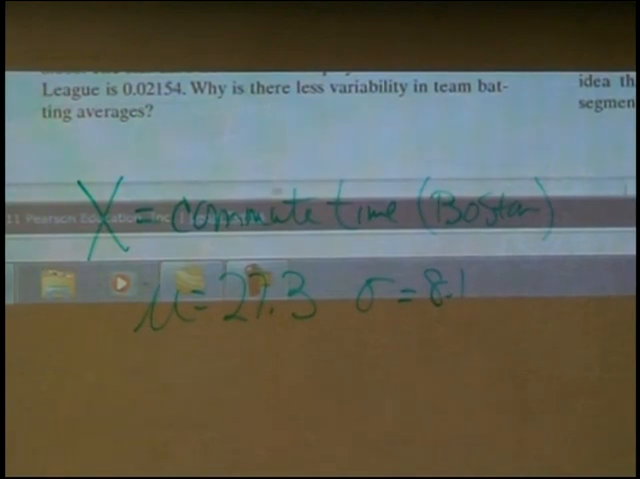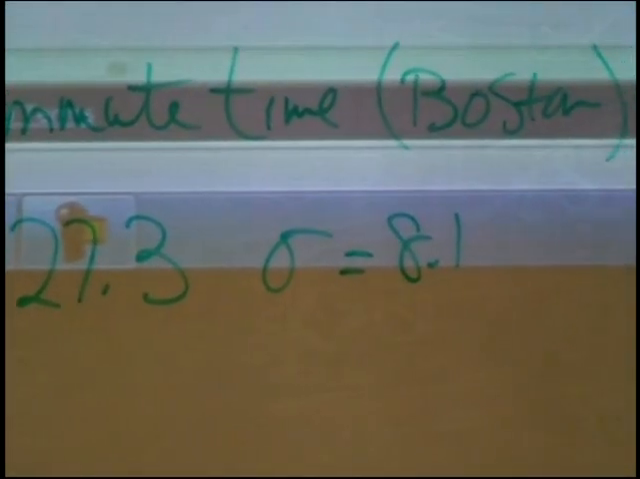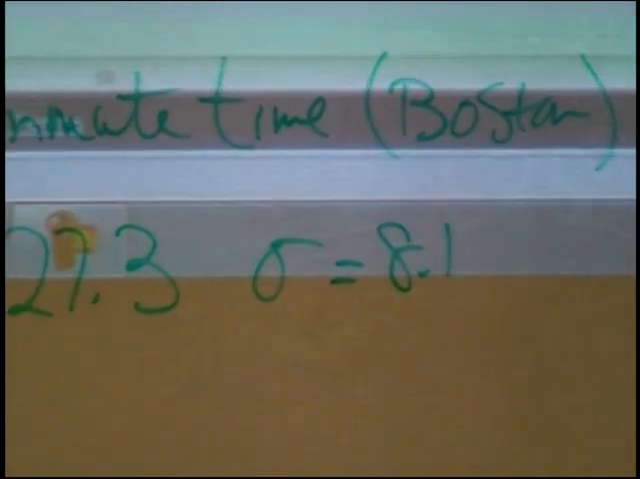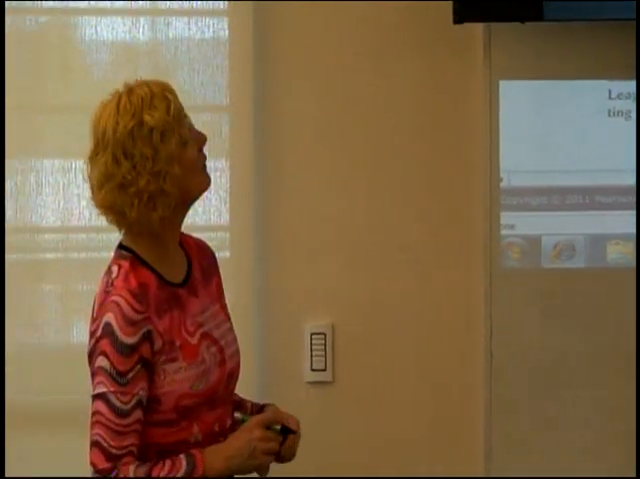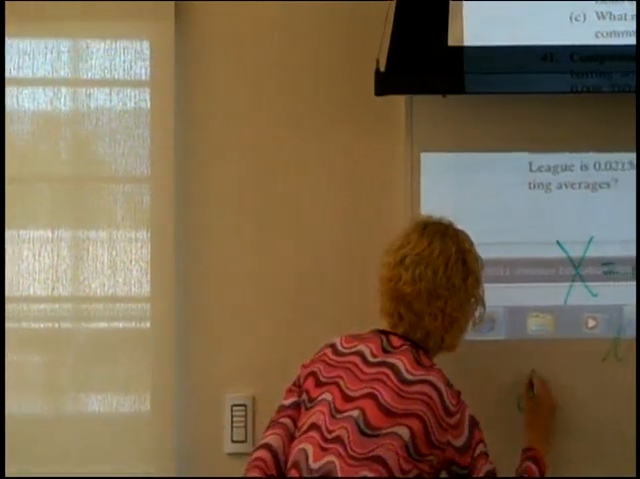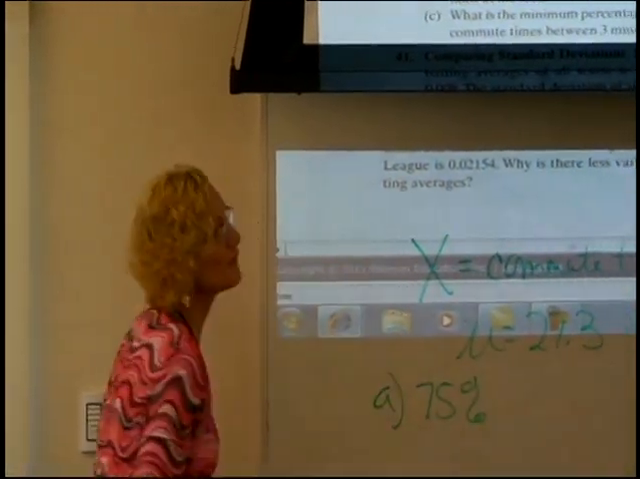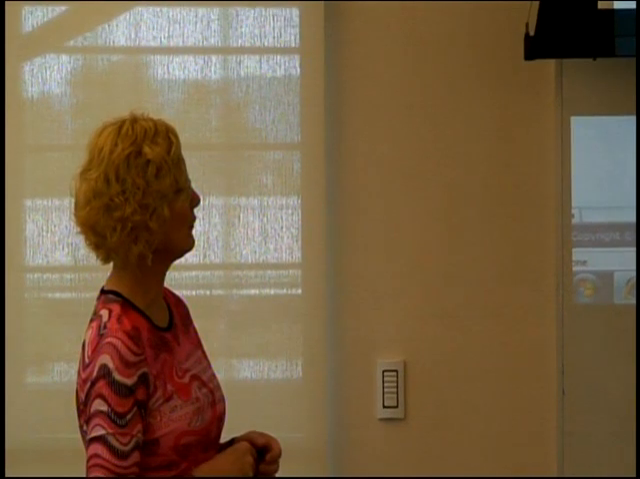Okay? What's the minimum percentage of commuters in Boston that have a commute time within 2 standard deviations of the mean? Any math we have to do? You're just going to apply the rule, right? How much data is within 2 standard deviations? 75%, yeah. What minimum percentage of commuters in Boston have a commute time within 1.5 standard deviations of the mean?